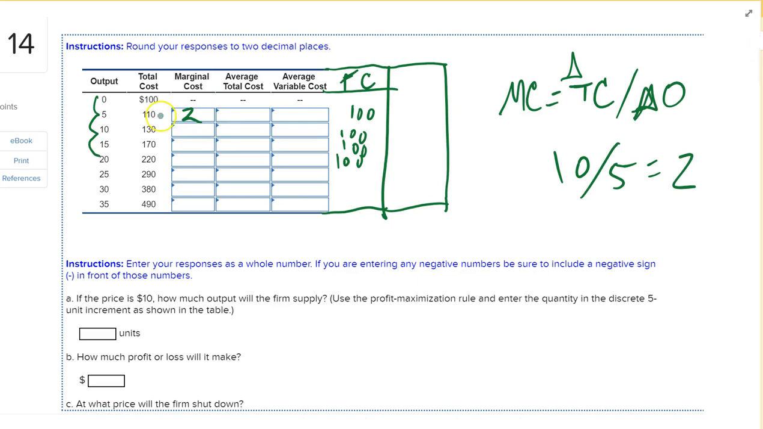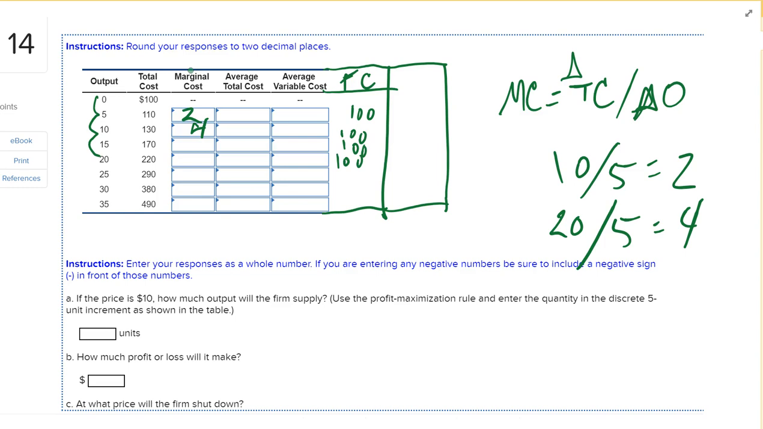Then change in total cost, 110 to 130 is 20, divided by the change in output, which is 5 again, and you're going to get 4. So watch out on this one. This one is going to trip you up just a little bit, but just use that same method and you'll be fine. Now that we know our fixed cost, we can always find our variable cost.